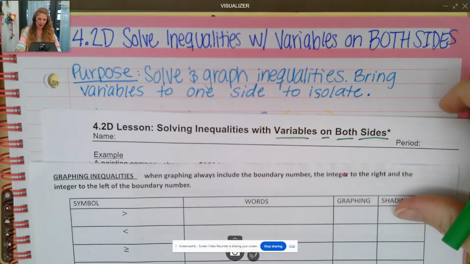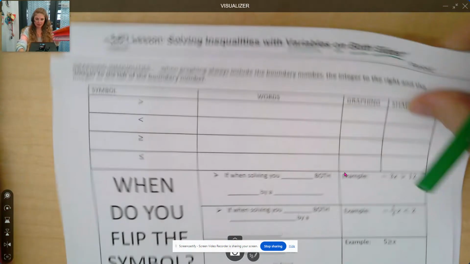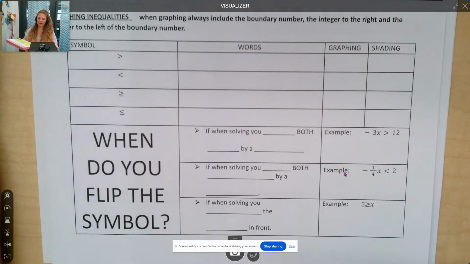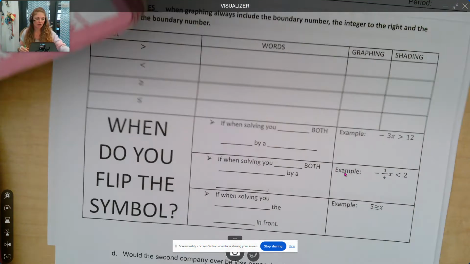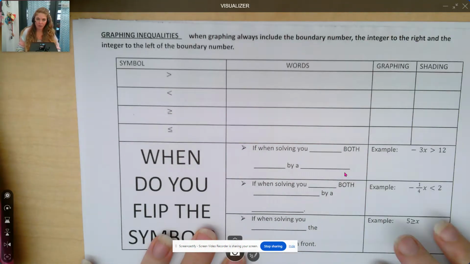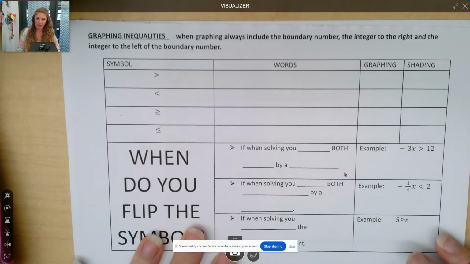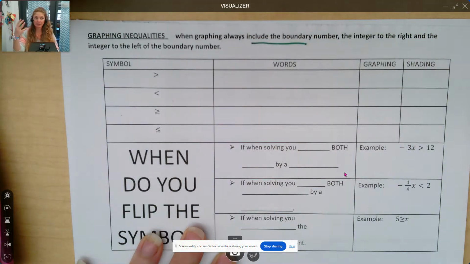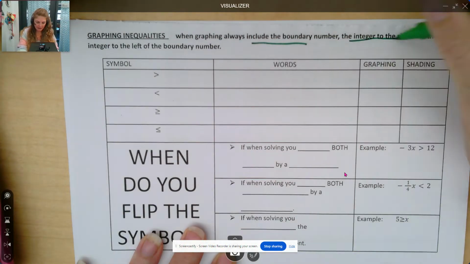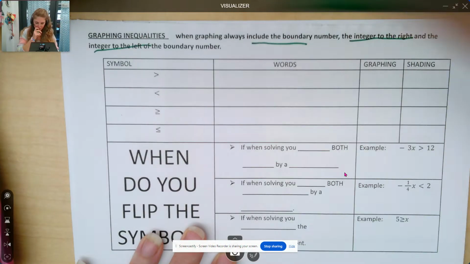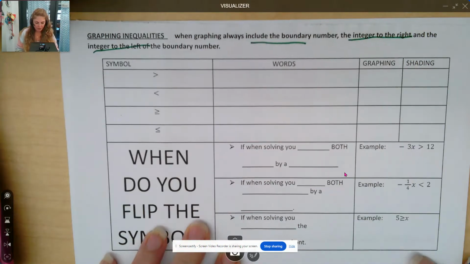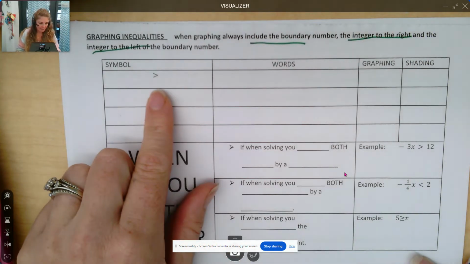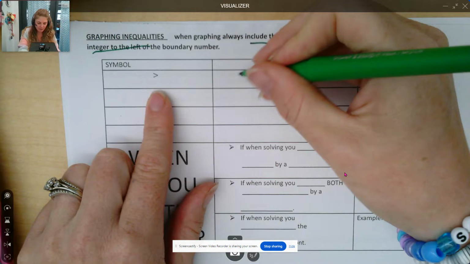You also have your PDF and this other handout, and we're going to fill in this handout together to get started. So, looking at graphing inequalities, when graphing, always include the boundary number. The boundary number is the number that separates your solution set from your non-solution set, the integer to the right and the integer to the left of the boundary number. So taking a look, this symbol means, that's right, greater than.